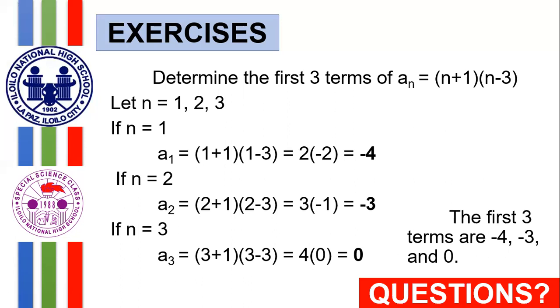So here are your first three terms. Negative 4, negative 3, and 0.